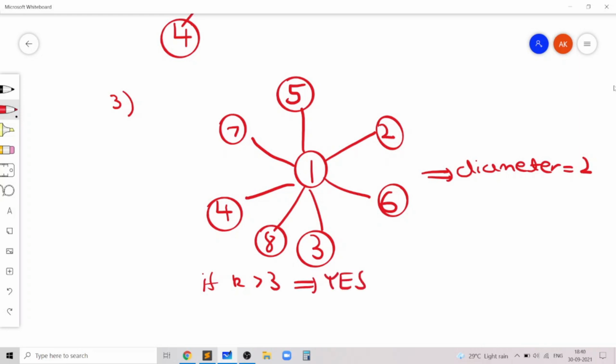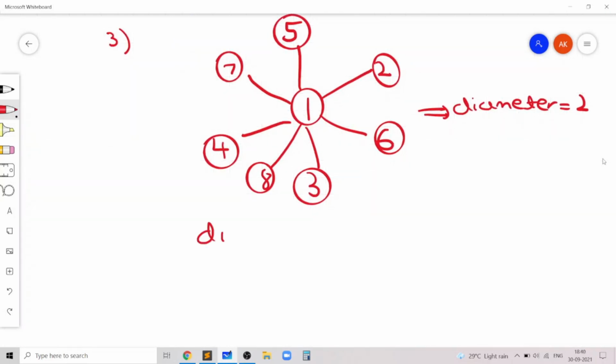And if k is greater than or equal to 2, we are always going to have a valid construction. So we always know that the diameter is going to be less than or equal to 2. Basically we took care of the case when k is greater than or equal to 2. So now let's consider the case when k is 1 or k is 0. When k is greater than or equal to 2, we are always going to print yes using this construction.